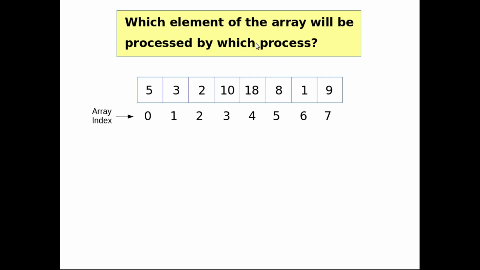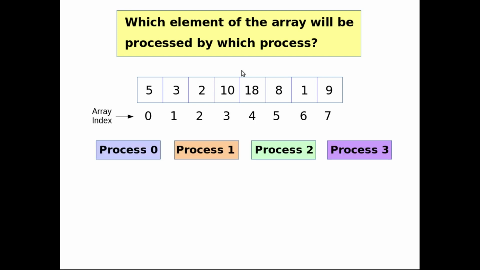But now we have 4 processes. So process 0, process 1, process 2 and process 3. But what are the elements that process 0 will handle? And what are the 2 elements that process 1 will handle? We need to have a strategy for that also.